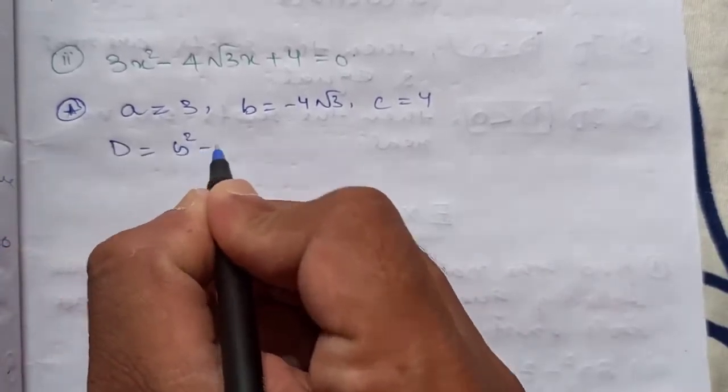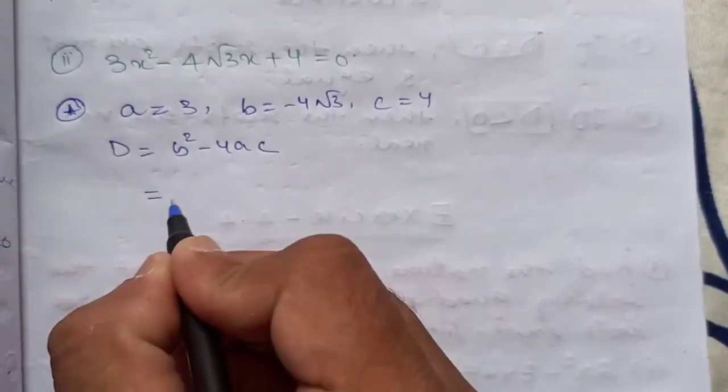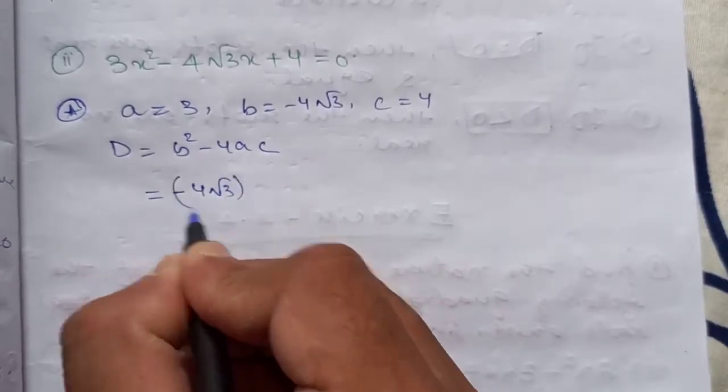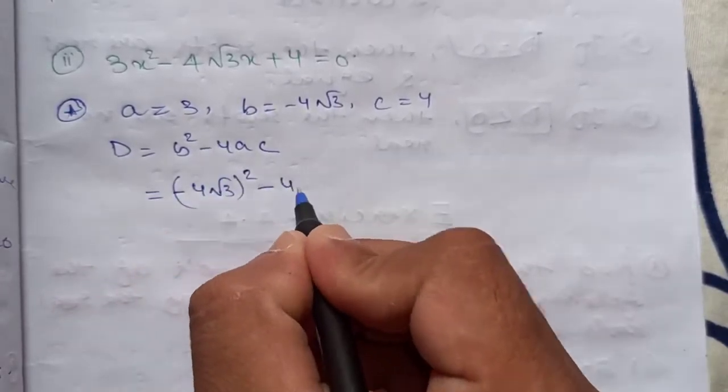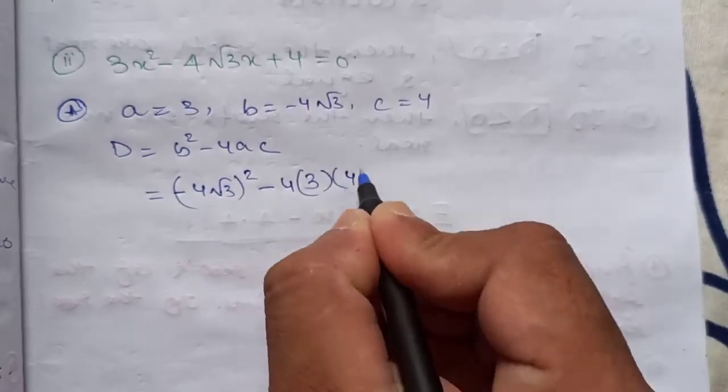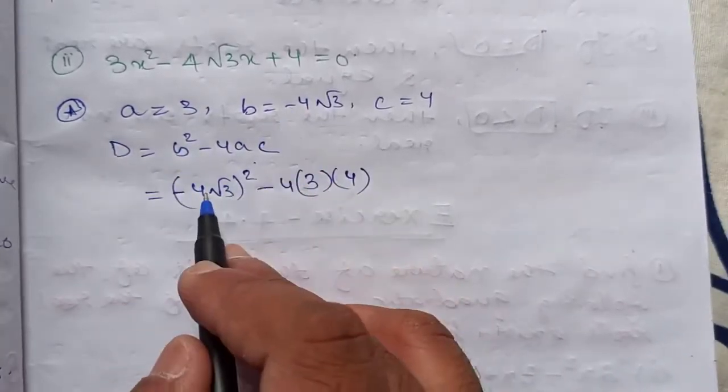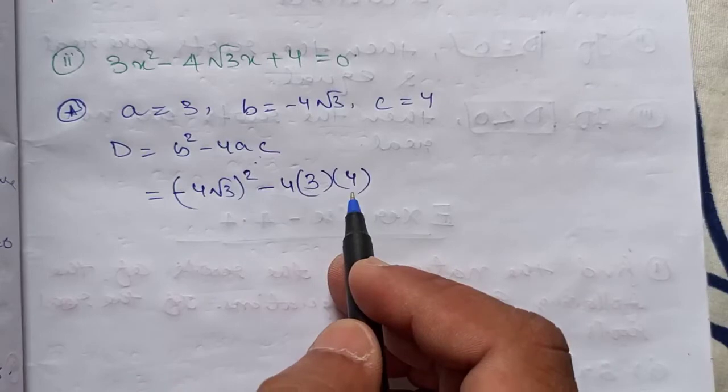D equals b square minus 4ac. b is how much? b is minus 4 root 3, square, minus 4 into a, which is 3, c is 4. Okay, b is minus 4 root 3, a is 3, c is 4.